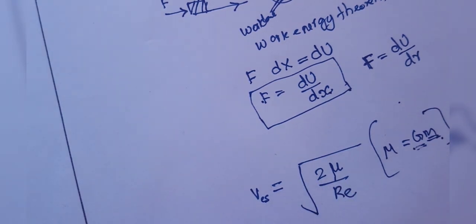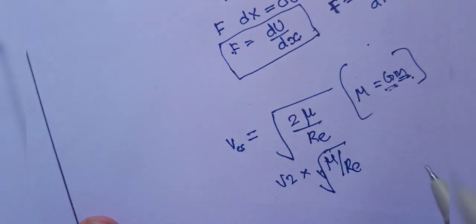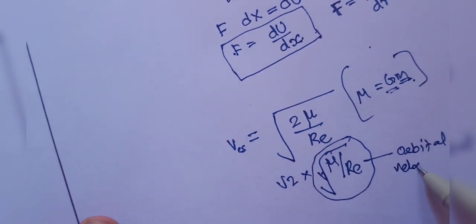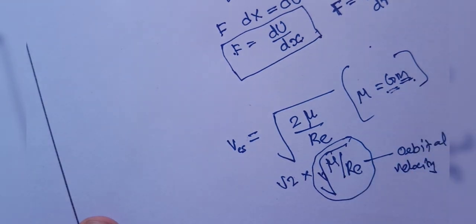So here you need to know one term. If you write root 2 into root of mu by re, then this term is also called the orbital speed or orbital velocity of the earth. That means how much the earth is orbiting around in a path, which can be an elliptical orbit or a circular orbit. So basically the orbital speed exhibited by the earth is called the orbital velocity, which is again a constant term.